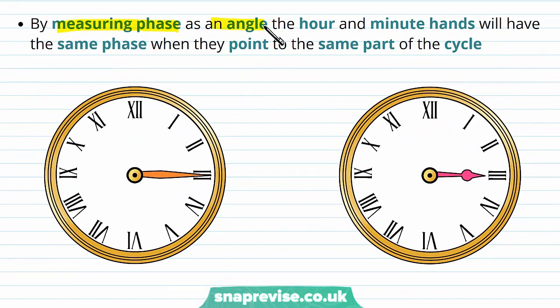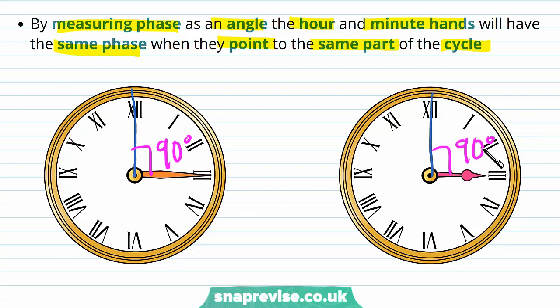By measuring phase as an angle, the hour and minute hands will have the same phase when they point to the same part of the cycle. So for example, if we consider just our minute hand here, we can see that when it points at 3, it makes an angle of 90 degrees with 12 o'clock. So its phase is equal to 90 degrees. And if we look at the hour hand and measure its angle when it's pointing at 3 o'clock, and we measure its angle from this line at 12 o'clock, we again see that its phase is 90 degrees.